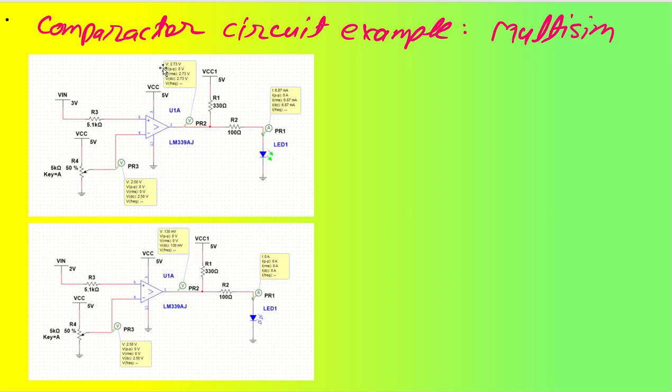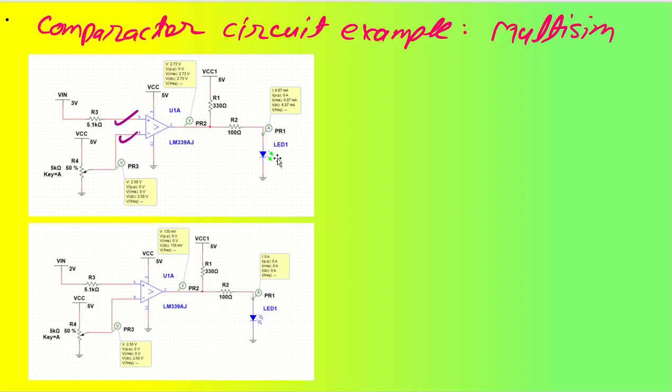For example, let us say this is the circuit that we have designed. My input is 3 volt and the reference voltage we have designed here with a 5 kilo ohm resistor. This is 50%, so that is 2.5 volt. If the input is more than 2.5 volt, what will happen? My output will be high. High is pulled up with 5 volt and this is how my LED is glowing.